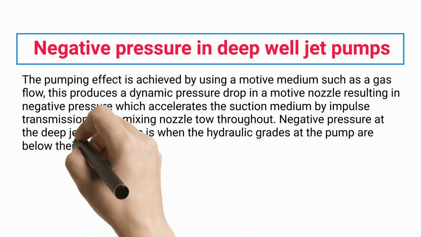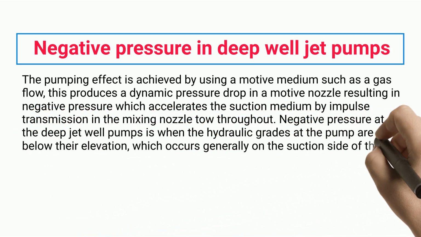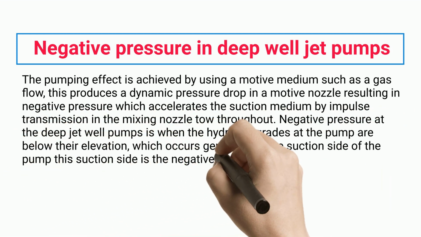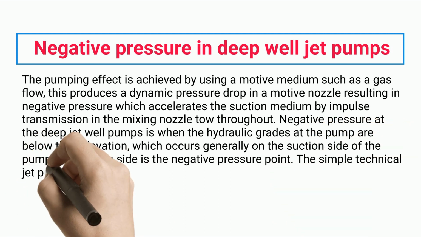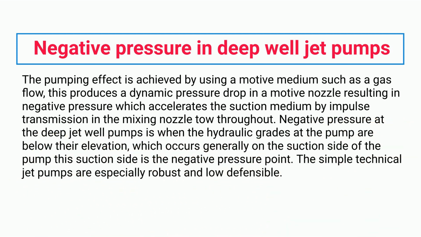Negative pressure at the deep well jet pumps occurs when the hydraulic grades at the pump are below their elevation, which occurs generally on the suction side of the pump. The suction side is the negative pressure point. The simple technical jet pumps are especially robust and low maintenance.